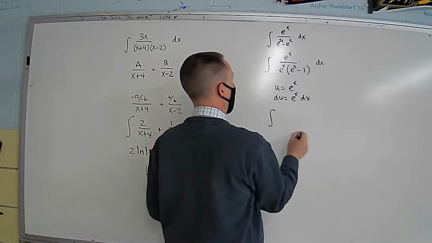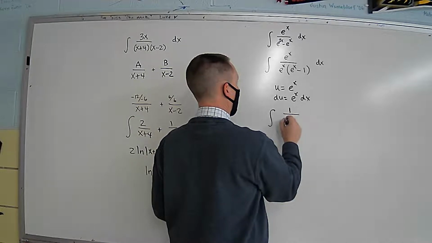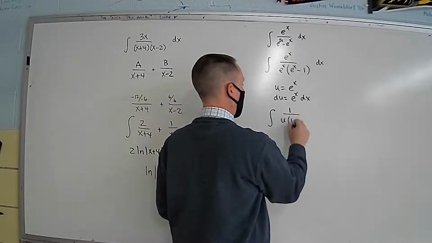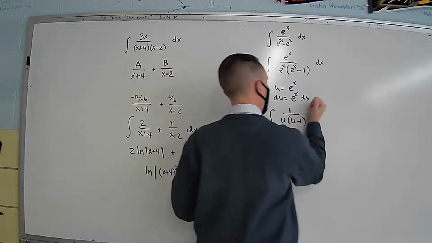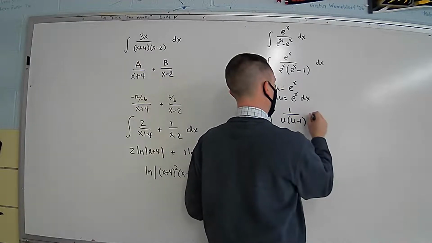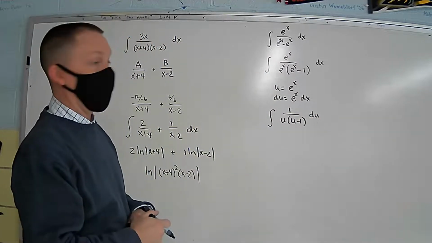And now it's going to become this: 1 over u times (u minus 1) du. Why is the numerator 1 and not another u? Why is the numerator 1 and not u?